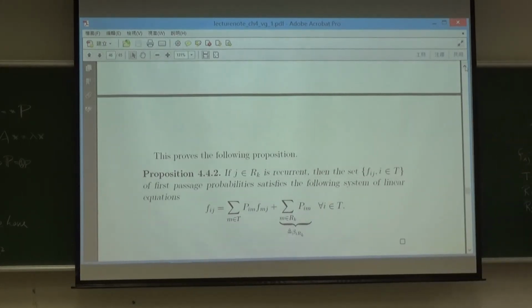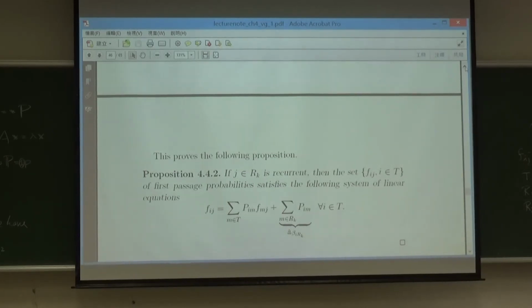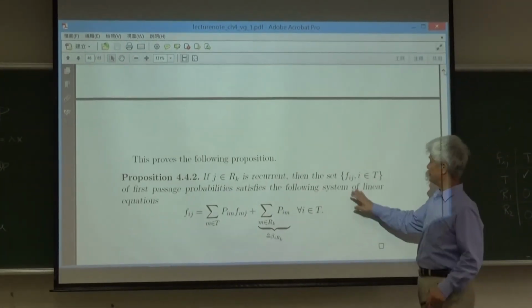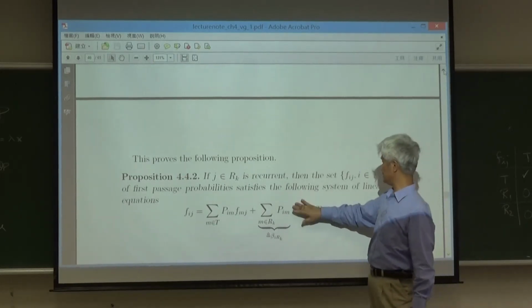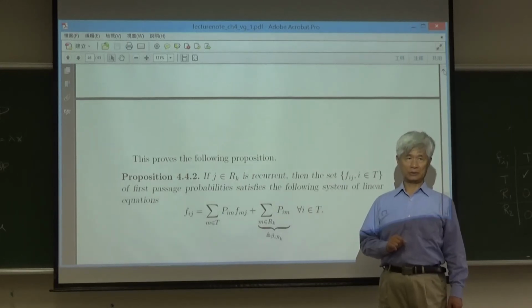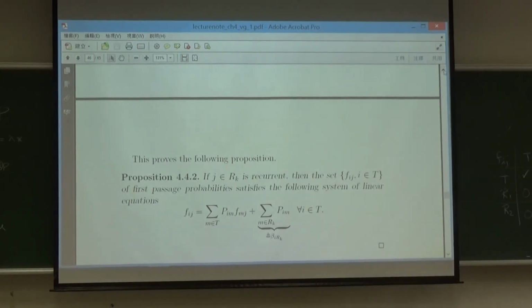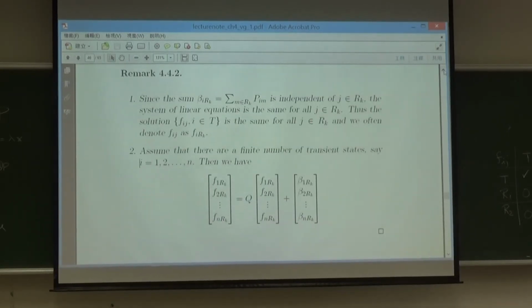Okay, and so now we know how to solve it. So we know the F_ij already. Okay. So this is the difficult part because you have to solve the system of linear equations. But as we said, if the number of transient states is finite, then this system has a finite number of unknowns, and just by linear algebra you can solve the system of linear equations.